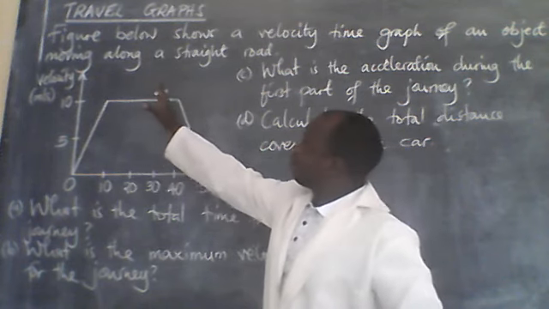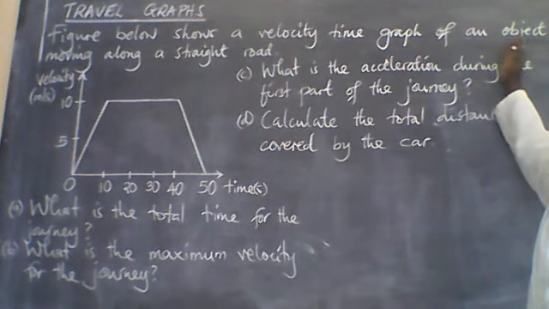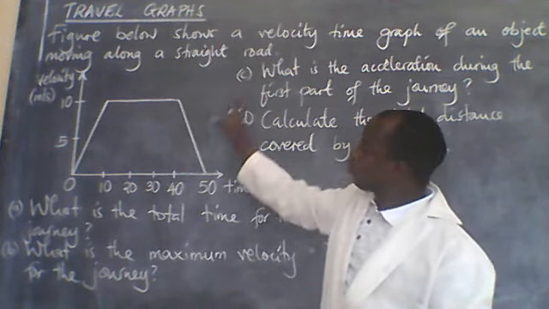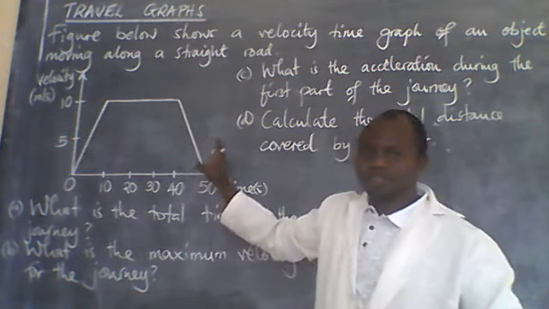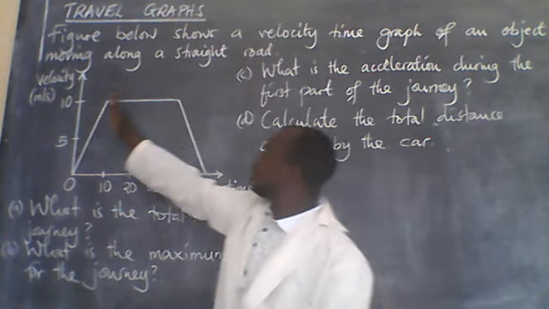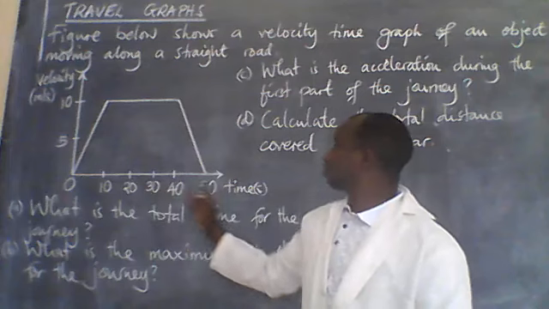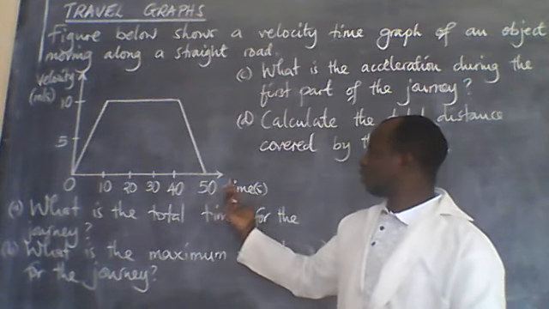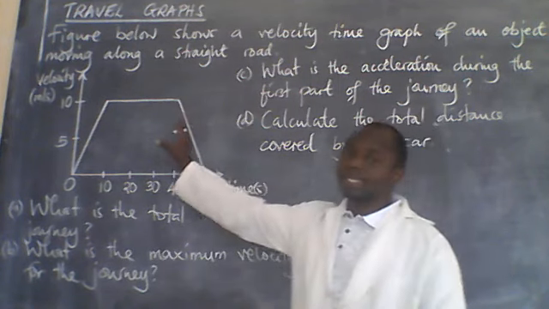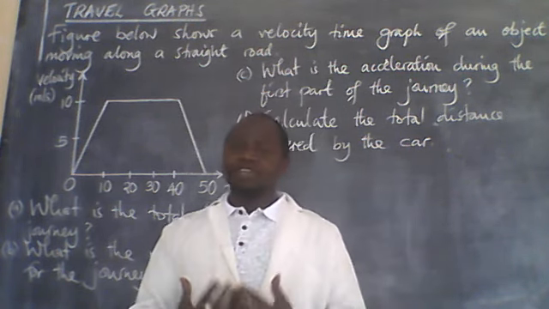The question reads, figure below shows a velocity time graph of an object moving along a straight road. So what you are seeing here is the movement of an object along a straight road. This side here we have velocity, which is in meters per second, and on the horizontal we have time, which is in seconds. Then we have 4 questions attached to this. Maybe before I consider the questions, let me remind you of this.